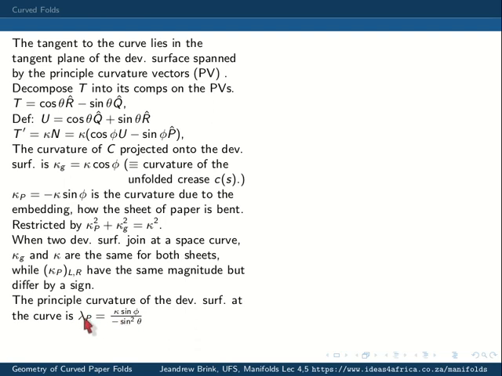So for example, suppose you bend this into a cylinder with a radius rho, then lambda is just 1 over rho. So that curvature is then simply related to the normal curvature by this formula, because I've replaced minus kappa sine phi with kappa p, just its definition. And this formula is going to be useful, especially for the coming example, because I'm going to bend it into a cylinder.